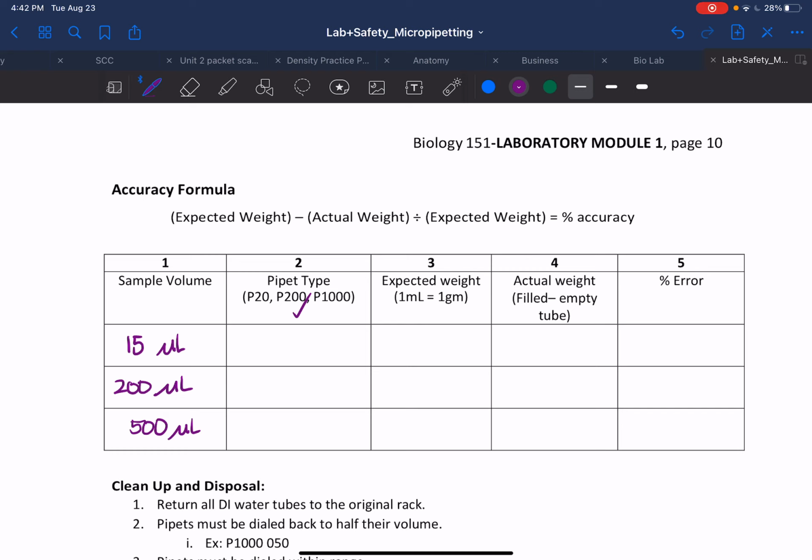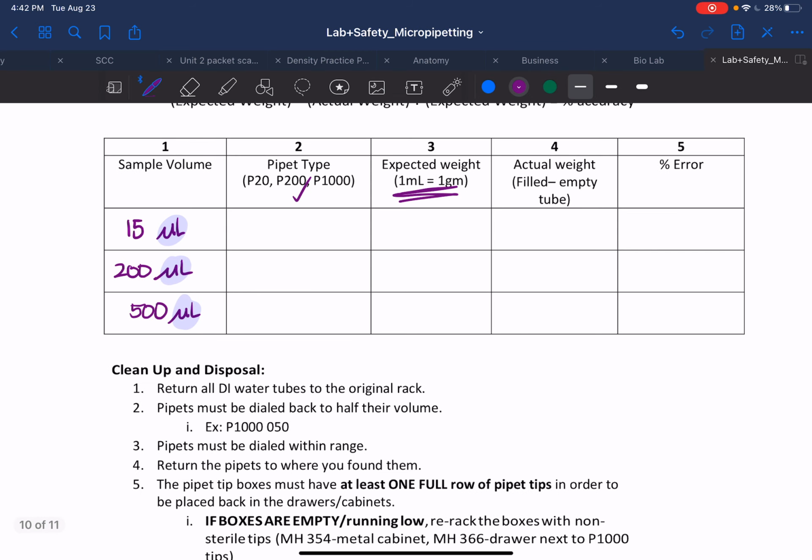What we're going to focus on is columns 3, 4, and 5, right? So column 3 says expected weight. If you notice, the unit they want you to use is 1 ml in order to convert it to grams, right? But over here, we are using microliters. So this is where that other chart that I showed you comes in handy, because you have to convert your microliters. I'm going to write it down here. Your microliters, you have to convert to ml. And again, all you have to do is divide by 1,000.